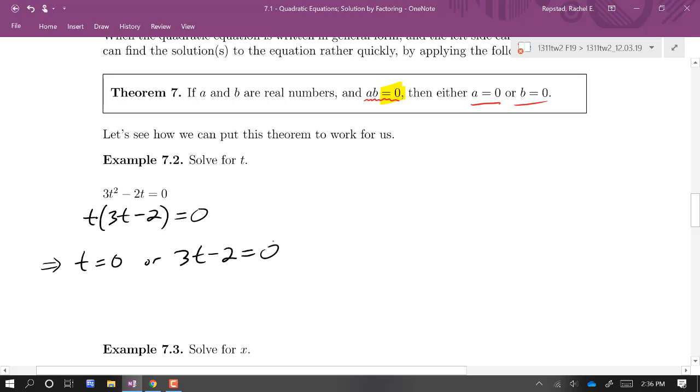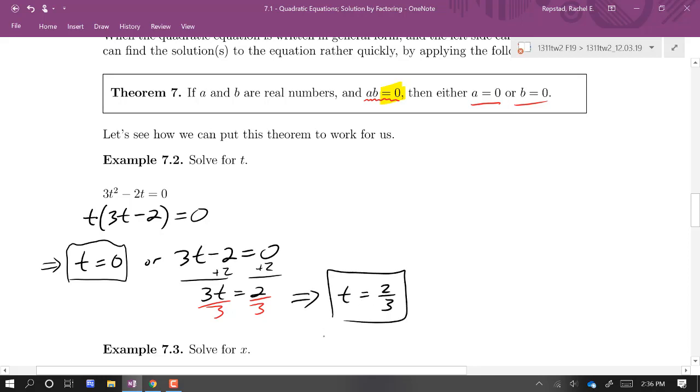equal to 0. The only way that that equation is equal to 0 is if one of these equations is 0. One of these equations gets us one of the solutions, t equals 0. And the other one is just a linear equation that we can solve, right? If we add 2 to both sides, then 3t is equal to 2. And then we can divide by 3. And we get t is equal to 2/3.